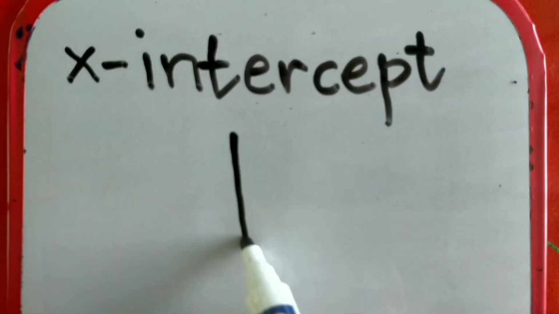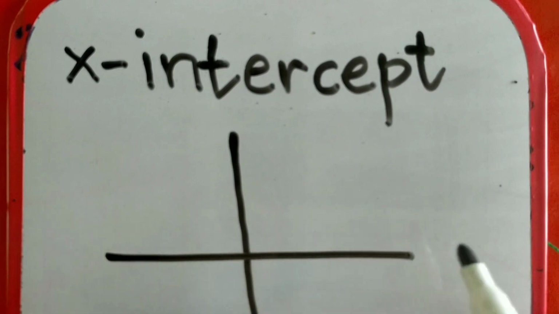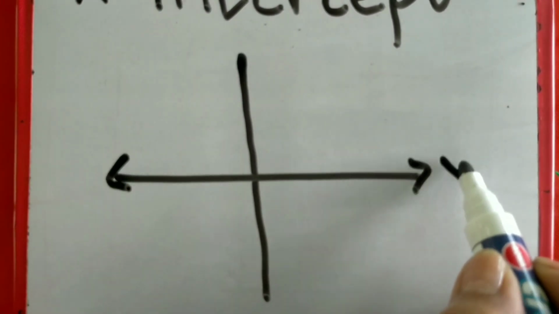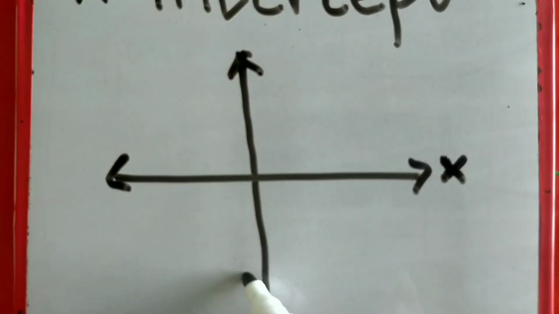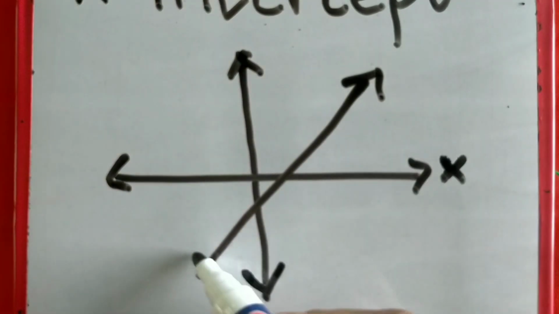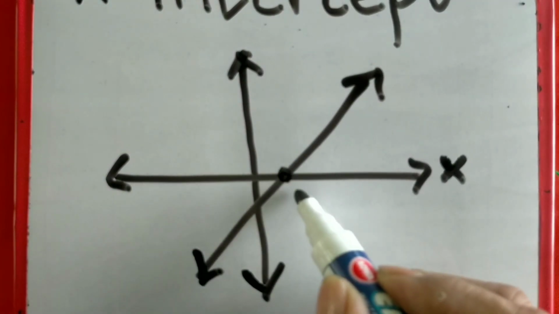If this is your Cartesian plane, and this is your x-axis, and this is your line, this is your x-intercept.